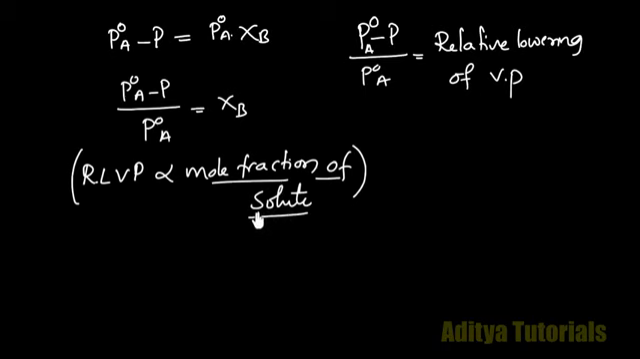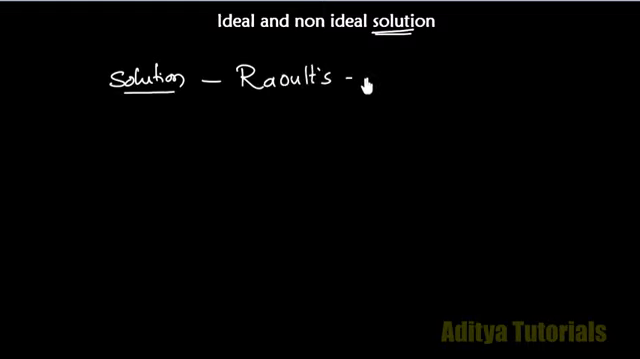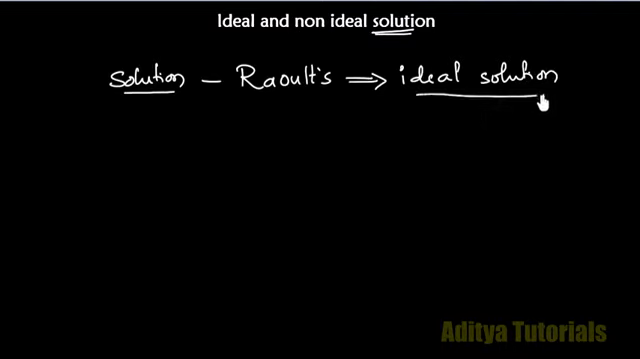Let's see some more points regarding the ideal and non-ideal solutions now. Okay, here is the term ideal and non-ideal solutions. So generally, when a solution obeys Raoult's law, any solution, assume that there is a solution and this solution is obeying Raoult's law, then it is termed as an ideal solution. Okay, this is a condition.